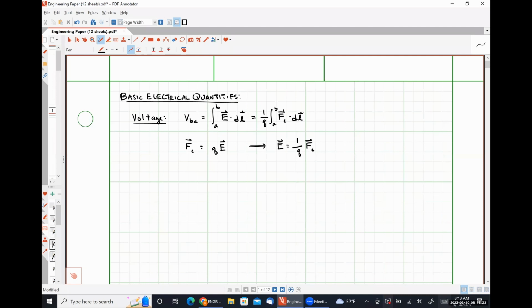What's the integral of F dot dL? Force times distance is what? Work. That's what that integral is. Voltage is nothing more than the amount of work it takes to move charge from one point to another in a circuit per unit charge. That is all that voltage is. Okay.